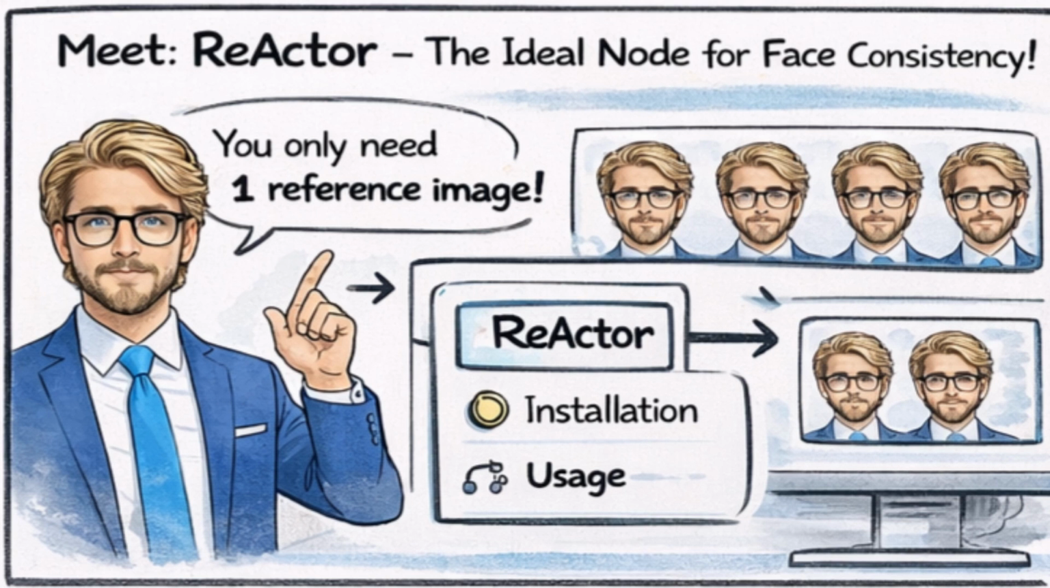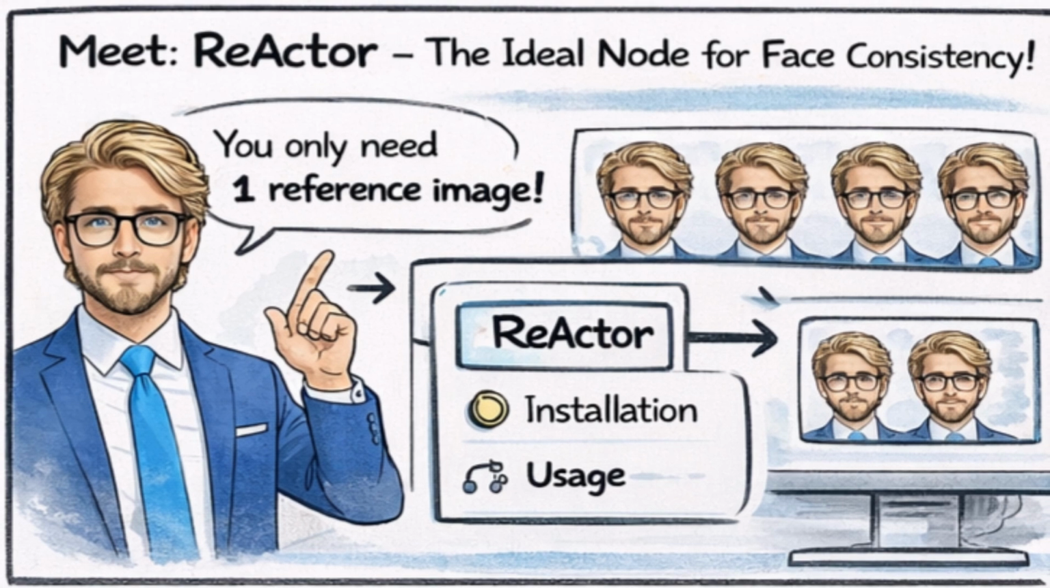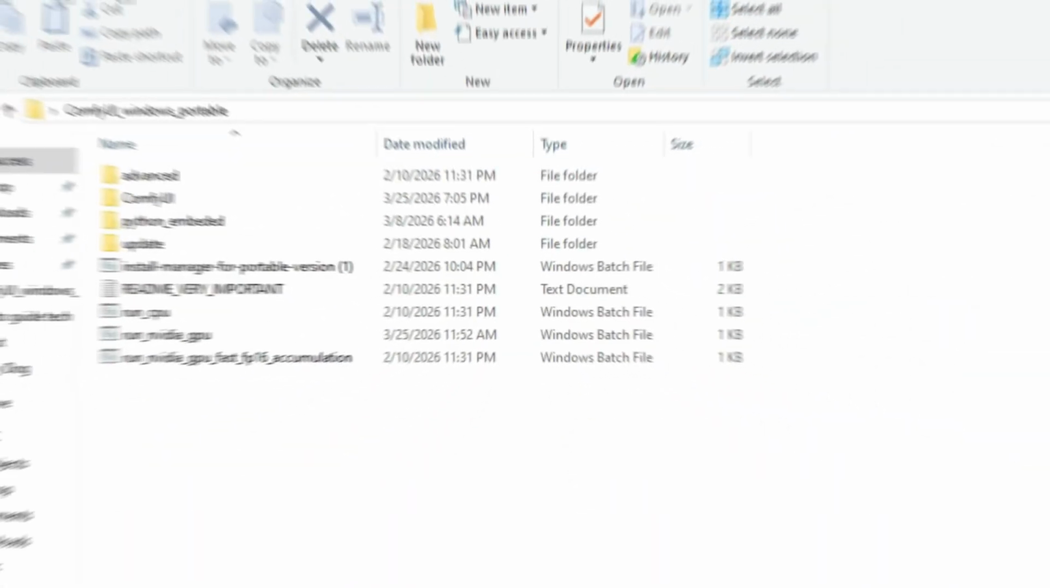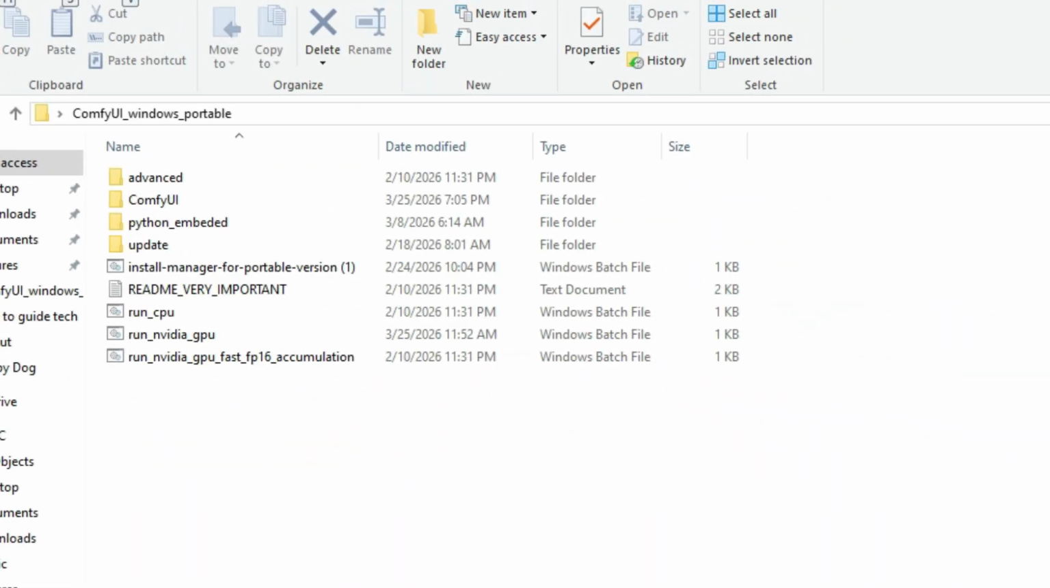So the best option is to use face swapping custom nodes, which use only one reference image instead of a LoRA trained on your character's face, and the ideal node is Reactor. In this video lesson of the ComfyUI beginner tutorial series, I will show you how to install and use Reactor.